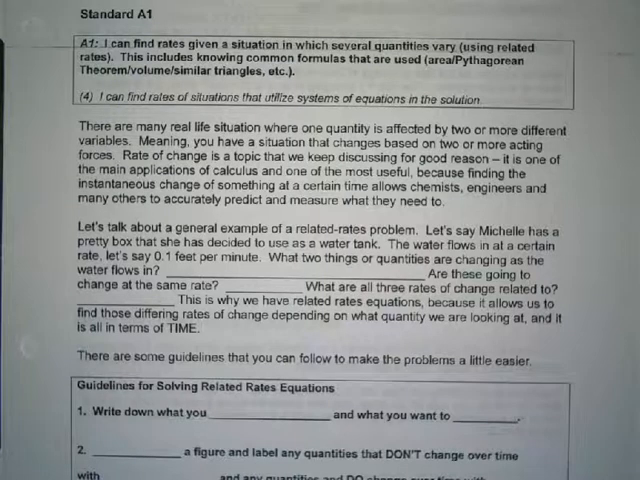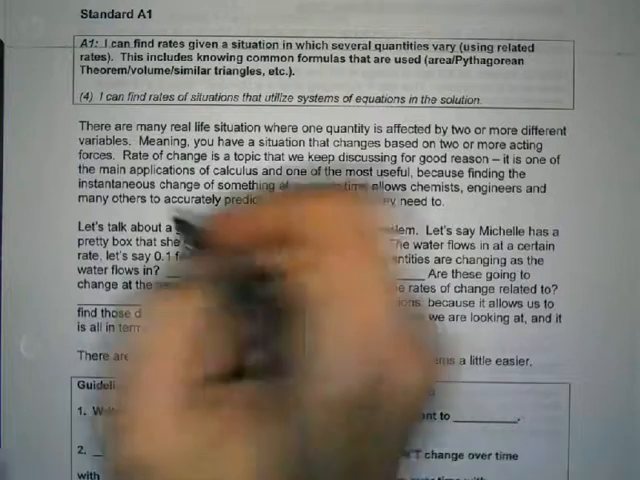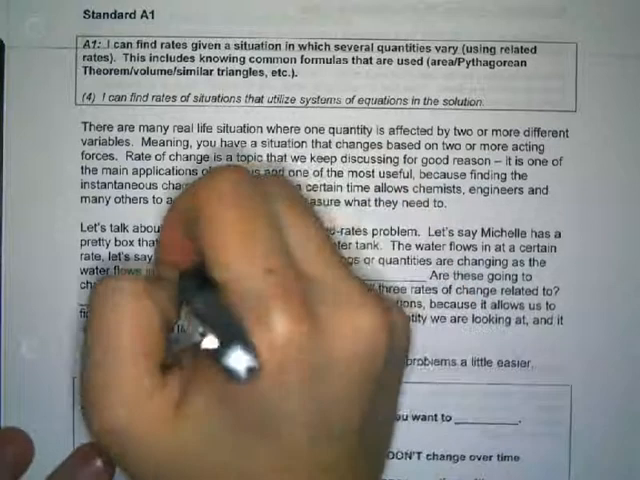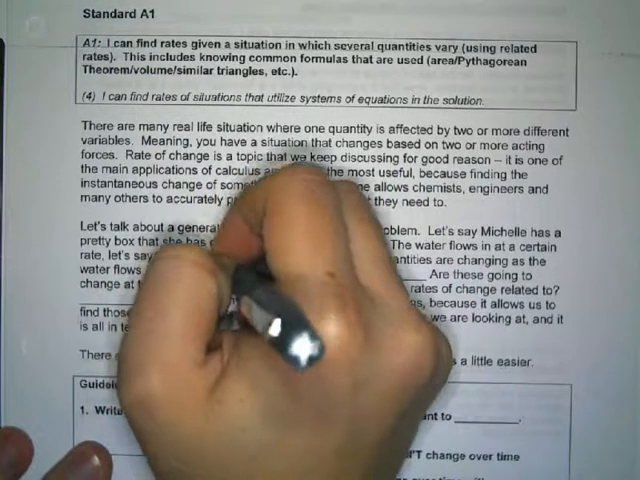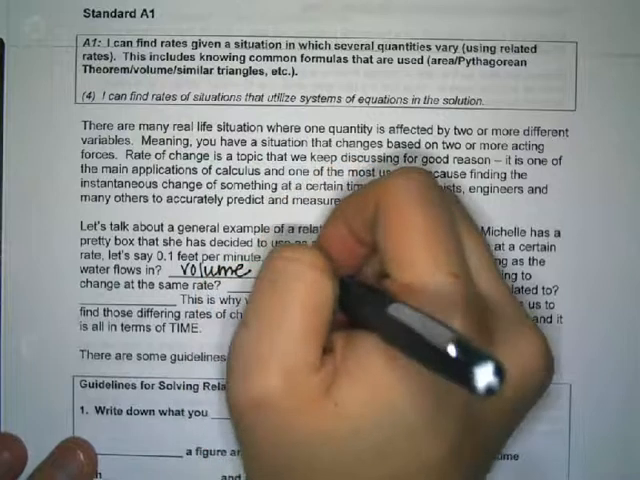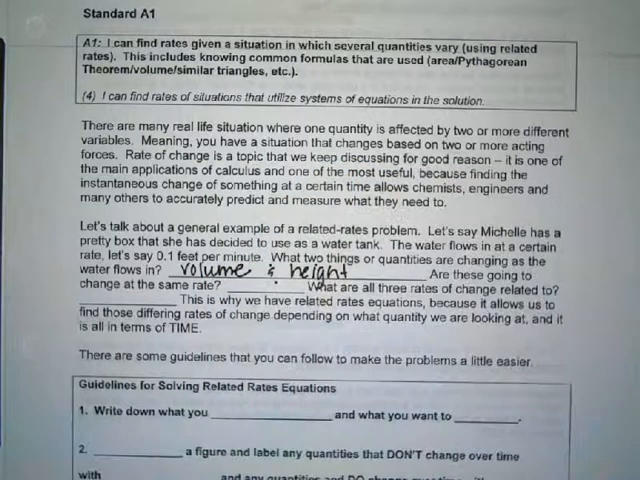Good. Okay, so there are many things that are changing as water flows in, but the two we're going to focus on, or what these kind of problems usually focus on, are volume and height. Or that would be the same thing like Sophie said, which is the water level, just the height of the water.